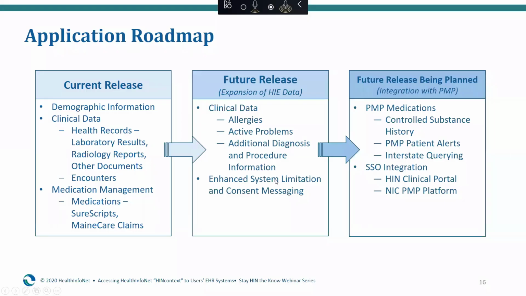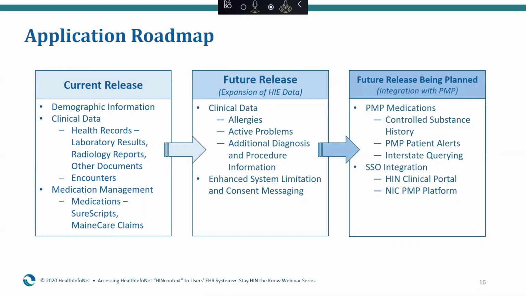As I just showed you, the current release of the application that Maine Health currently has available to them includes demographic information. It includes clinical data, and specifically health records, including laboratory results, radiology reports, and other miscellaneous documents. It includes encounters. And then you have that medications component, which is a combination of Allscripts and Maine care claims data.